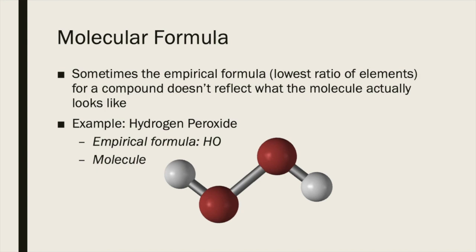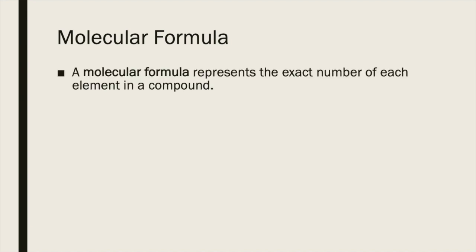So in these cases, it's much more useful to know the molecular formula of the substance. A molecular formula represents the exact number of each element in a compound. So the empirical formula is just the lowest ratio of elements. A molecular formula will tell you the exact number of each element in the compound.